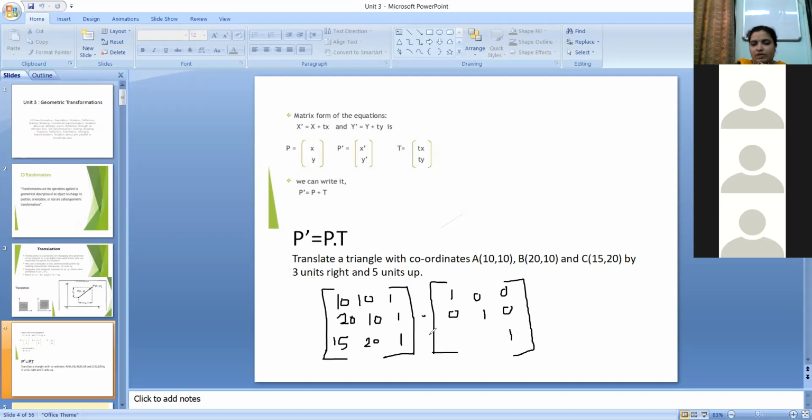So now tell me the Tx, Ty values. 3 and 5, ma'am. Right. So 3 units right means positive direction. So Tx is 3. And 5 units up means towards positive y-axis. So Ty value is 5. So that's it. So you have to perform the multiplication and get the result. That will be your new value, P dash. Okay. So you are going to get the result.